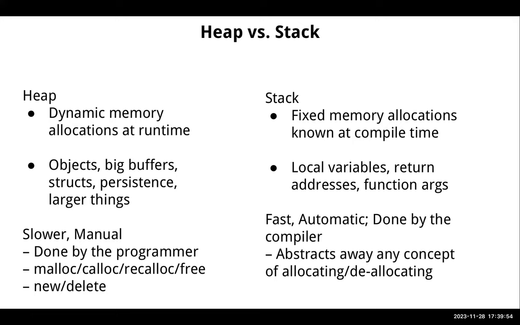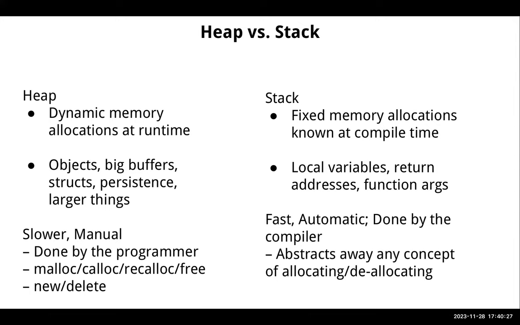The benefit of the stack is it's very fast, and the allocation is done by the compiler. How fast is it? Allocating a local variable is just subtracting some number from ESP. Then you reference those addresses from EBP. That's it, right? Just several instructions. It actually abstracts away the concept of allocating and deallocating, right?